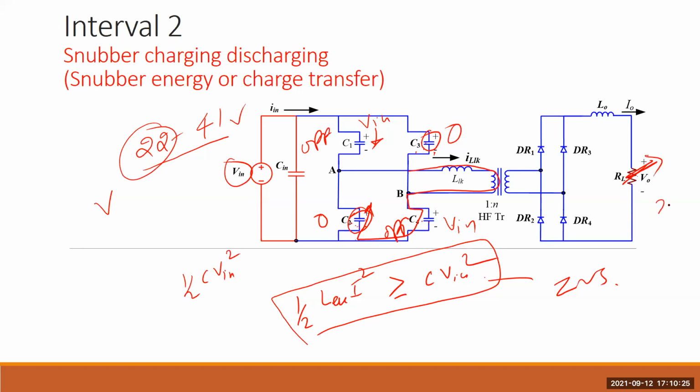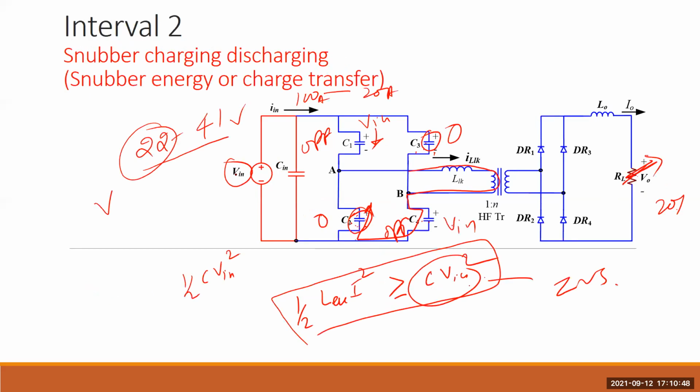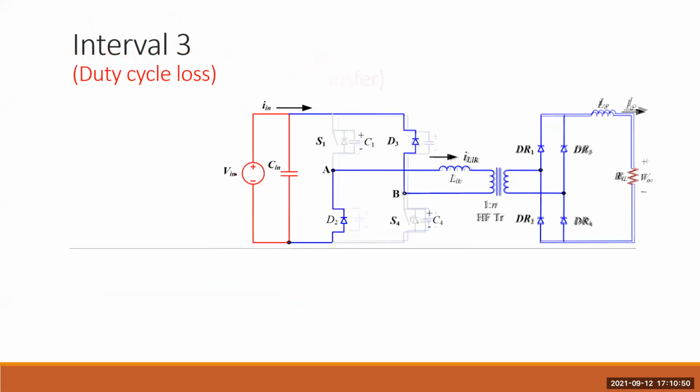So now suppose the load is 20%. Then earlier 100 ampere was flowing, now this 100 ampere will become 20 ampere. So C V square is the same, because whenever the switch is on, the other switch will still be charged at input voltage. It doesn't matter what the load or what the current is.